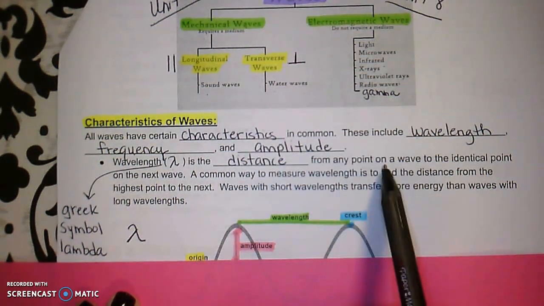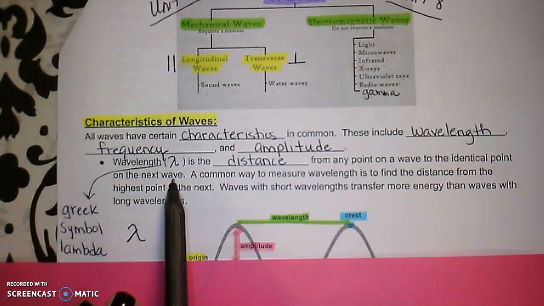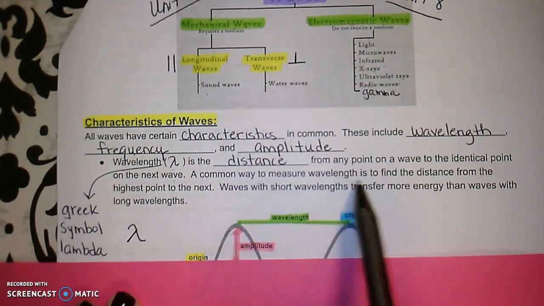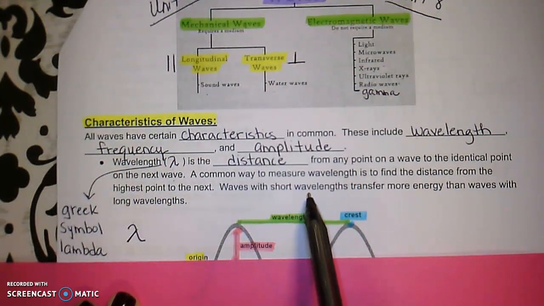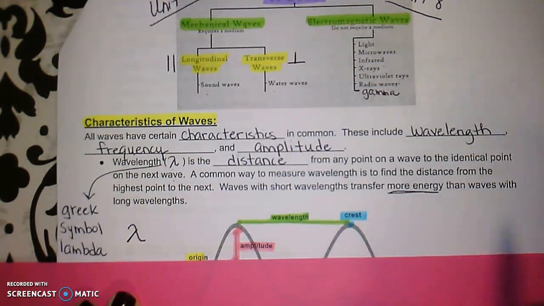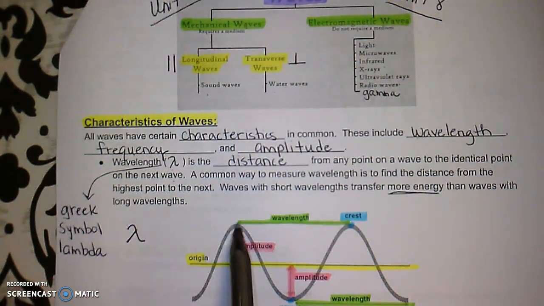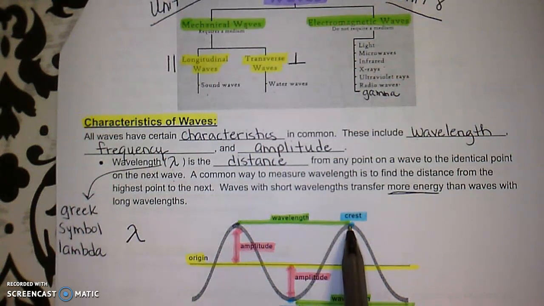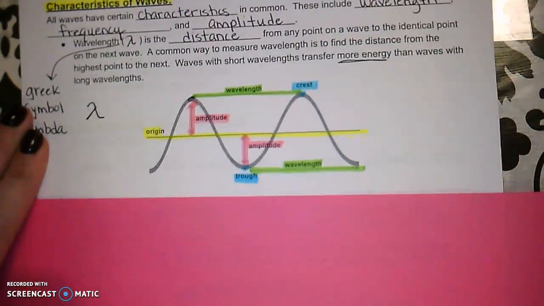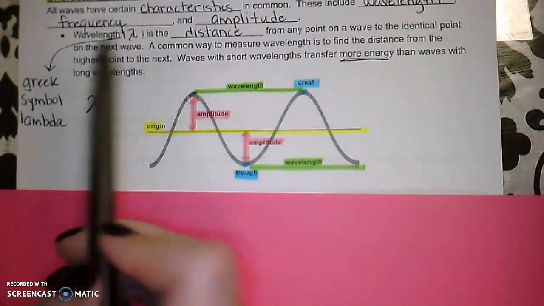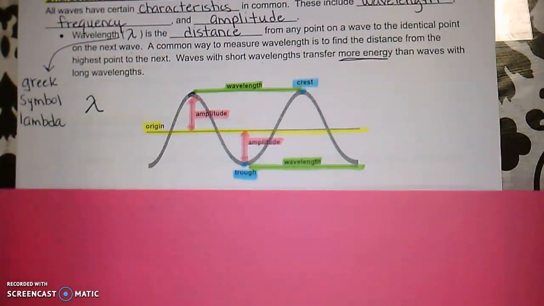Wavelength is the distance from any point on a wave to the identical point on the next wave. A common way to measure wavelength is to find the distance from the highest point to the next. Waves with short wavelengths transfer more energy than waves with long wavelengths. So in this picture right here, from this point to this point, that's the wavelength. And from this point to this point, that's the wavelength. It's the length of the wave. The wavelength literally tells you what it is, its definition. Make sure that you have all of that written, even what the little Greek symbol is.